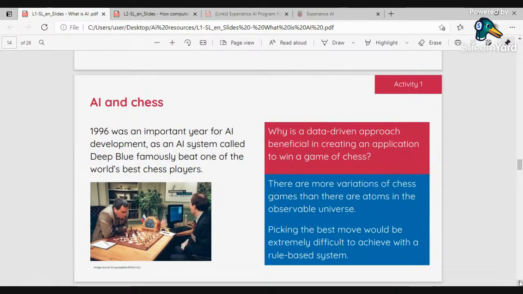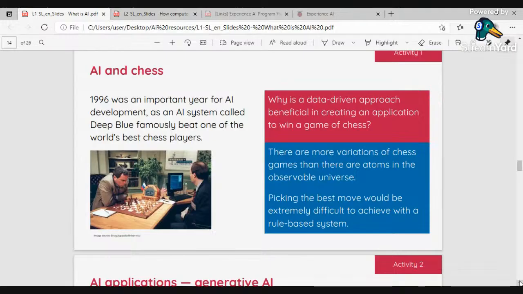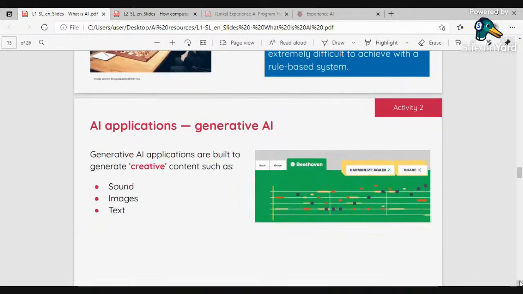So we have an example of an AI machine that was built in the past, in 1996. It is called Deep Blue, and it beat the world's best player at that time, right? It's because multiple moves of that same player and multiple other players were captured into the machine, and then the machine keeps learning the best moves to take.